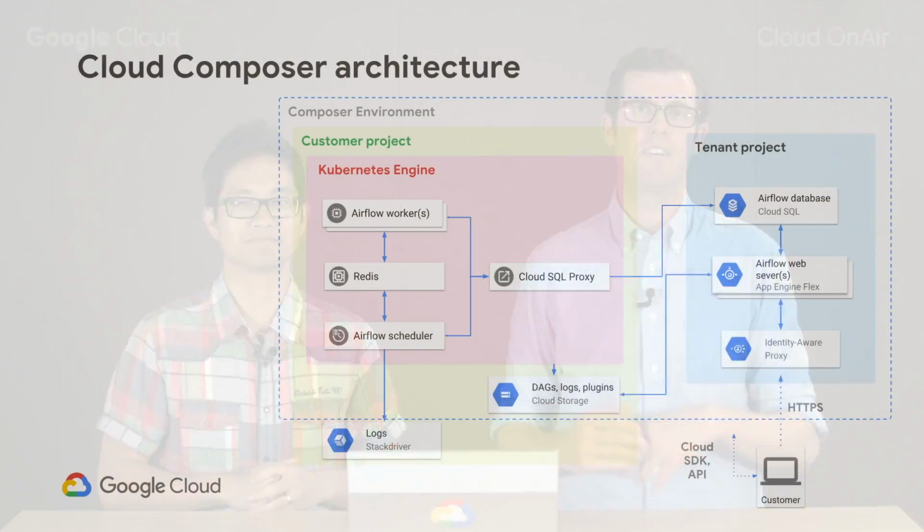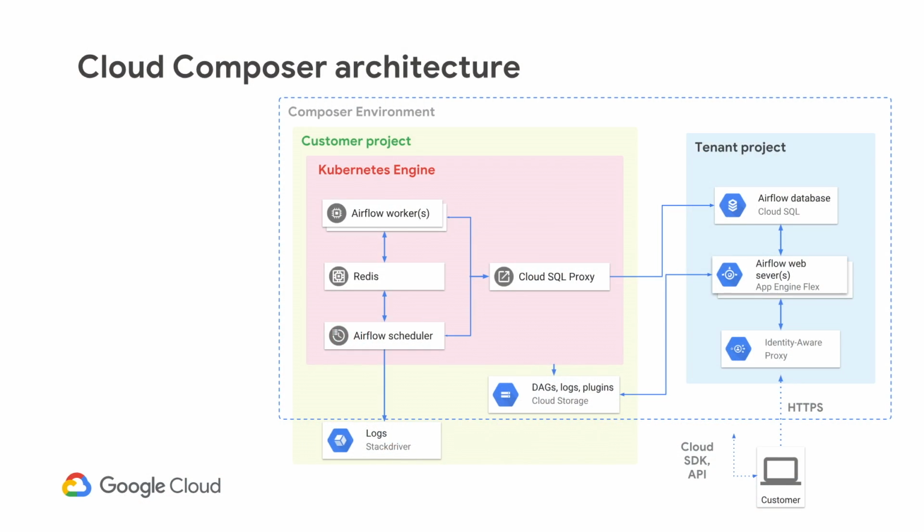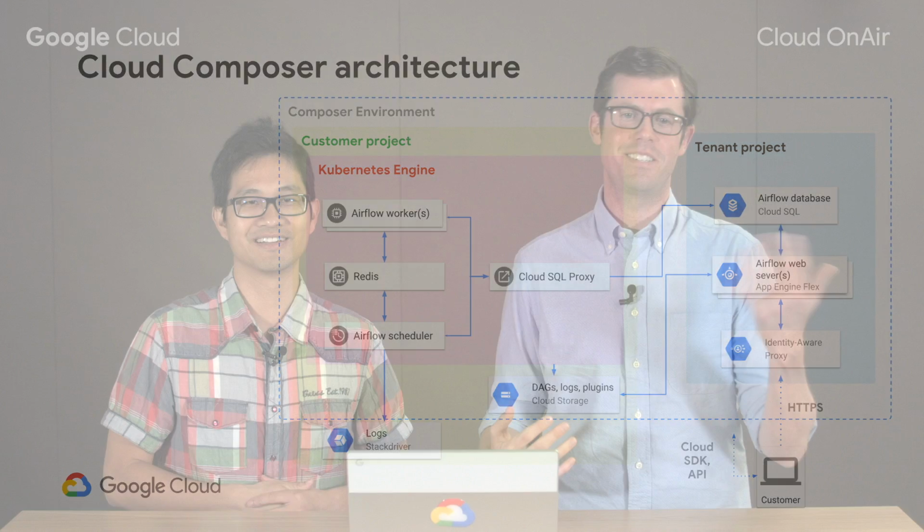And then, of course, when it comes to DAGs, which are basically your workflows, and logs and plugins, that's all done through cloud storage. And then logging goes into Stackdriver, and we'll see that. Deploying a DAG is super easy. Just copy a file to GCS. That's all you need to do. Yeah, it's so easy moving files to GCS, so no problems there.